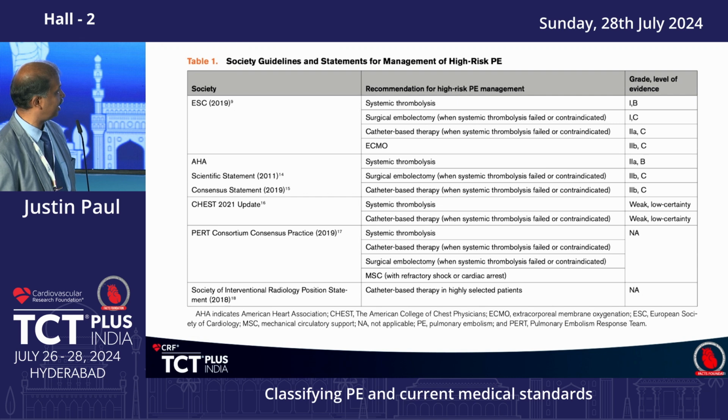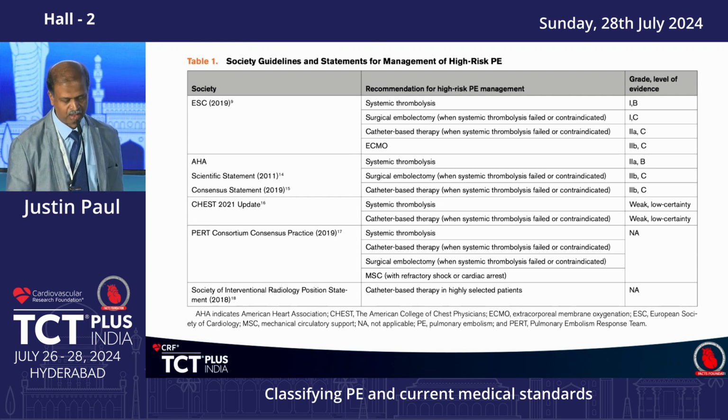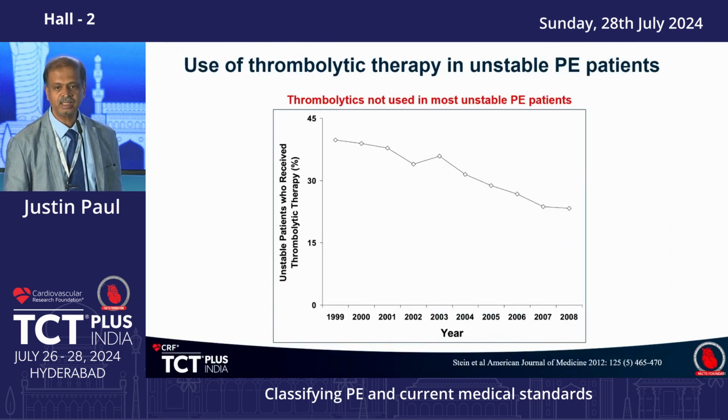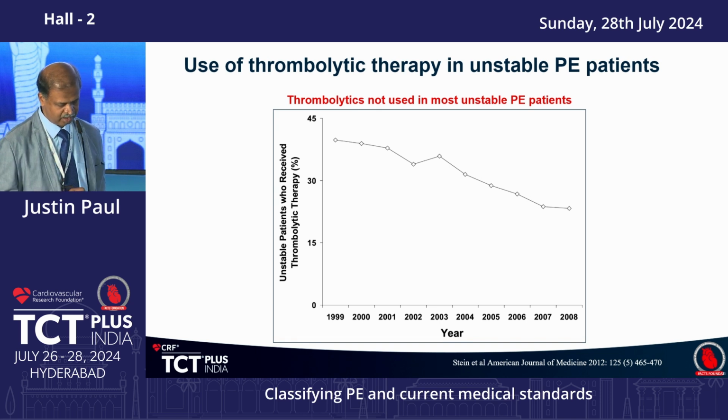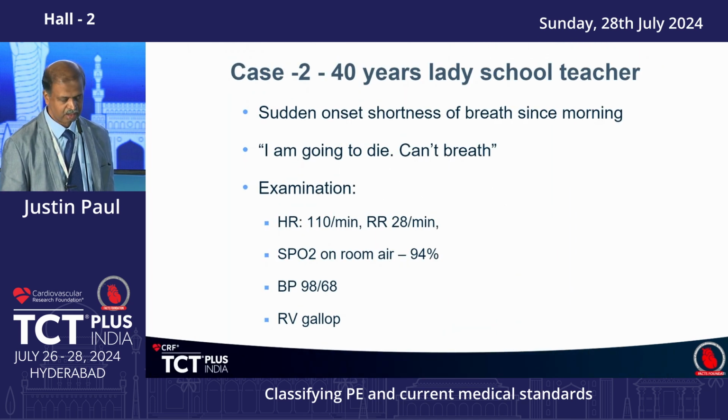So if you look at all the societal guidelines for managing high-risk pulmonary embolism as of today, it is all thrombolysis. All others are subsequently class 2A and B. Despite that, this is US data, you find that the use of thrombolytic in massive pulmonary embolism is dismally low. So many patients are not being given thrombolytic therapy, probably by the fear of thrombolysis or whatever it may be. But in our part of the country, the thrombolytic therapy for massive pulmonary embolism is definitely higher, not as low. So now we lost that patient.